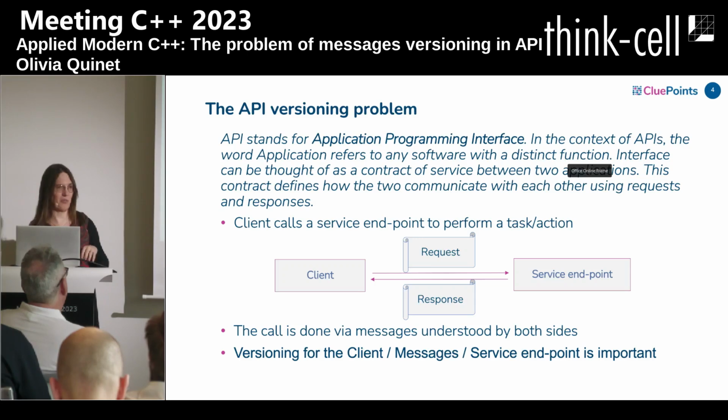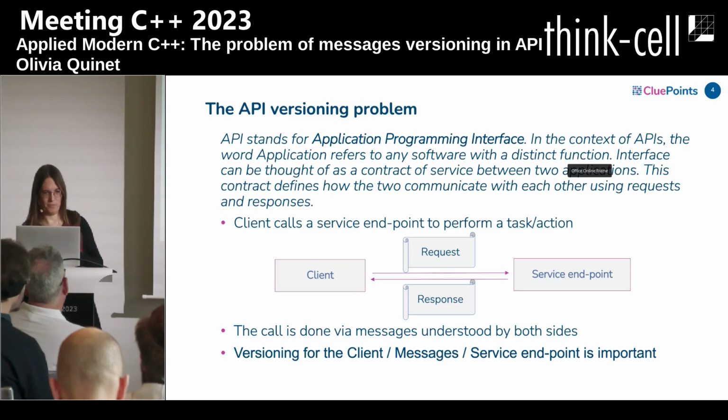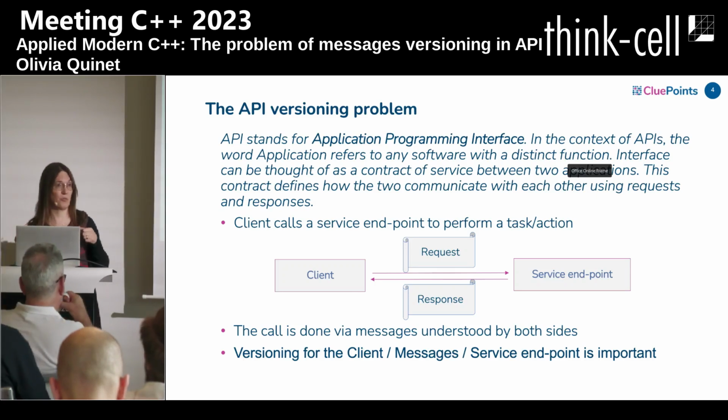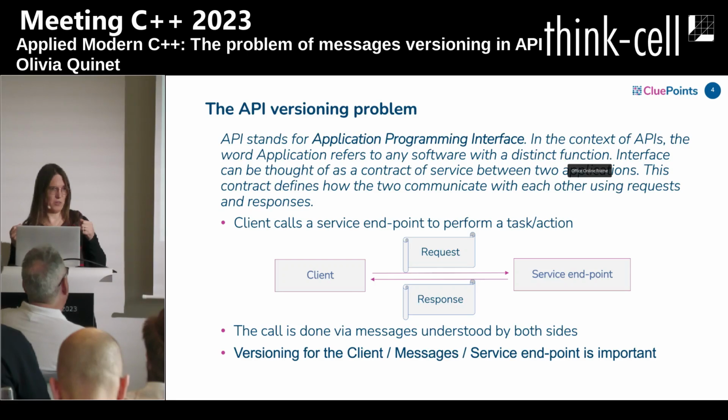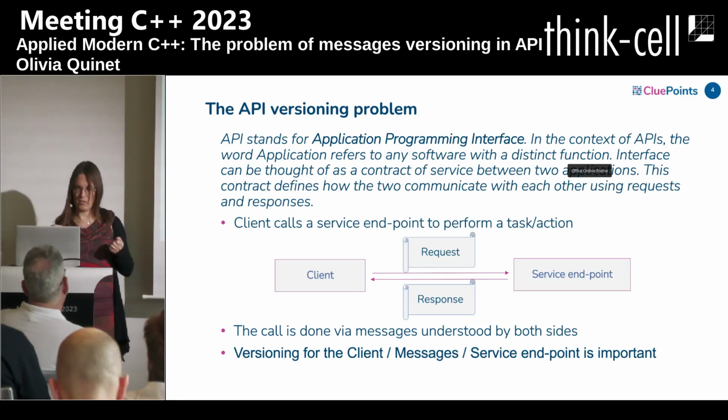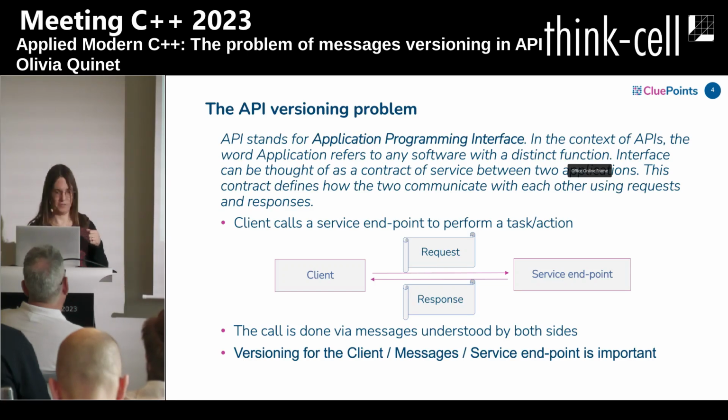So, a small graph: on one side you have the client. It sends a request to a service endpoint, and the service endpoint sends back a response. So it is a call, and it is done via messages that must be understood by both sides. Therefore, we need to have a clear understanding of what the versions are of the client, the service endpoint, and the messages.